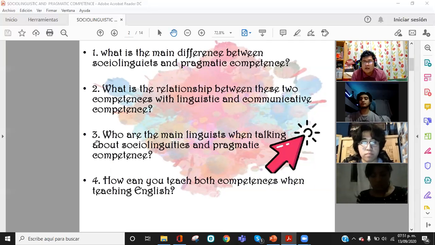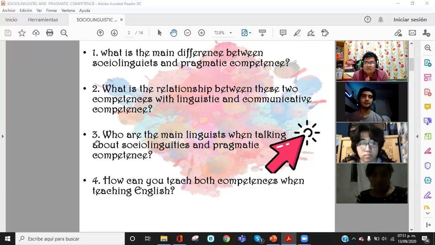Okay, so that's the idea. Pragmatics needs culture as well as past situations and experience. That's the key word for that. So the second question is for our partner, Francisco, and this is, what is the relationship between these two competences with linguistic and communicative competence? We'll listen to the teacher, Francisco.